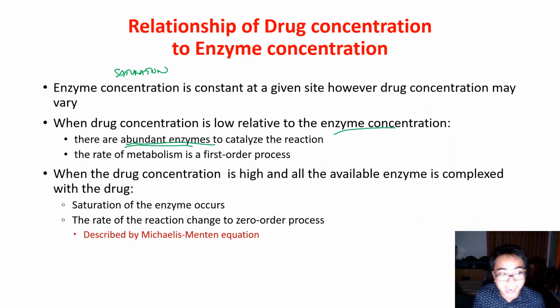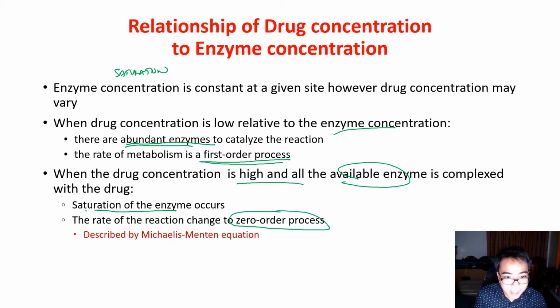Therefore, dahil mas marami ang enzymes kesa sa substrate, which is the drug, the rate of metabolism class follows a first-order process. Okay? But what happens now if the enzyme system is saturated? Once the concentration of drug is higher than that of the available enzymes, saturation takes place. So the enzyme starts to saturate. Since it's starting to saturate now, class, the rate of reaction changes from first order to a zero-order process. Hence, the Michaelis-Menten equation now can be used to describe the entire process.